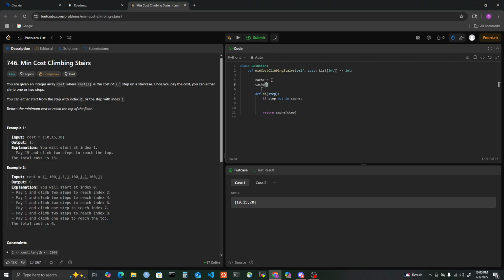So we're going to say cache of 0 equals cost of 0, and then cache of 1 equals min of cost of 0 and cost of 1.